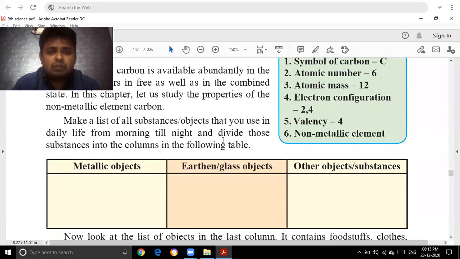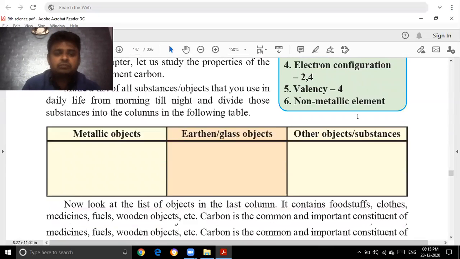So make a list of objects that you see in daily life. रोजच्या जीवनामध्ये तुम्ही कुठले कुठले ऑब्जेक्ट बघता. Some of them will be metallic, some of them will be earthen or glass objects, and all other objects that you see will be containing carbon compounds. So plastic bag, suppose your bed, your phone, okay, your clothes. These are the things that you encounter in daily life, and all of them contain carbon. त्या सगळ्यामध्ये कार्बन आहे, लक्षात ठेवा.